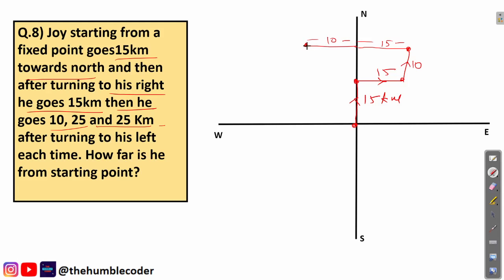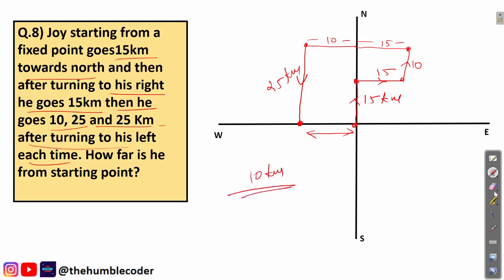25. So left direction will be this side. So again 25 kilometers. So right now finally he is at this point. So we have covered till here. How far is he from the starting point? So basically we have to find out this distance. So this distance you can clearly see from the diagram that it is 10 kilometers.